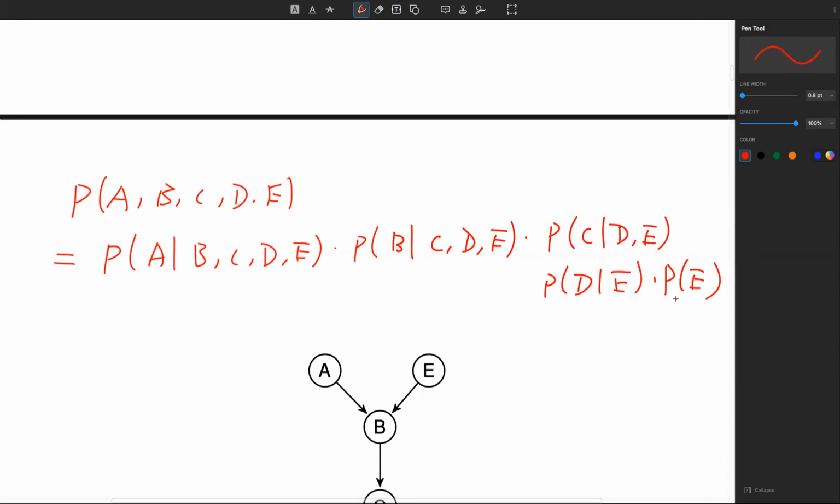Is that the only way you can write out your conditional density? No. How many ways can you actually write it out?